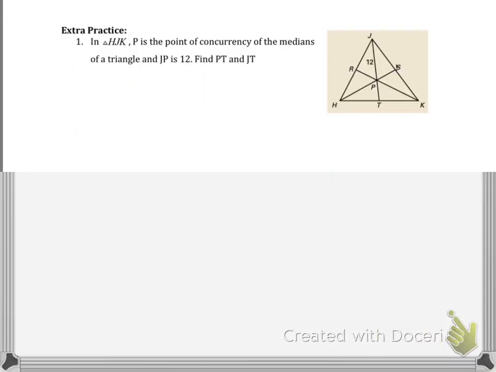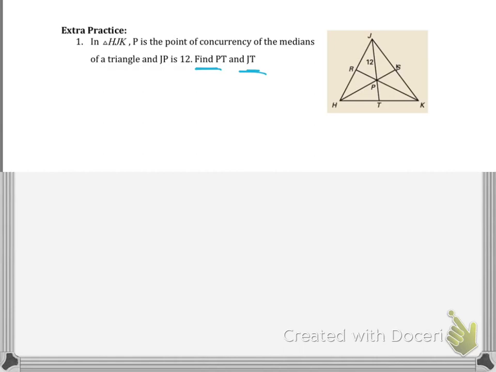Okay, on this page they're saying in the big triangle, which is HJK, P is the point of concurrency of the medians. That point is called the centroid. And they go on to say JP is 12. JP goes from the vertex to the centroid. JP is 2/3, by the way, of PT. So they want us to find PT and JT.